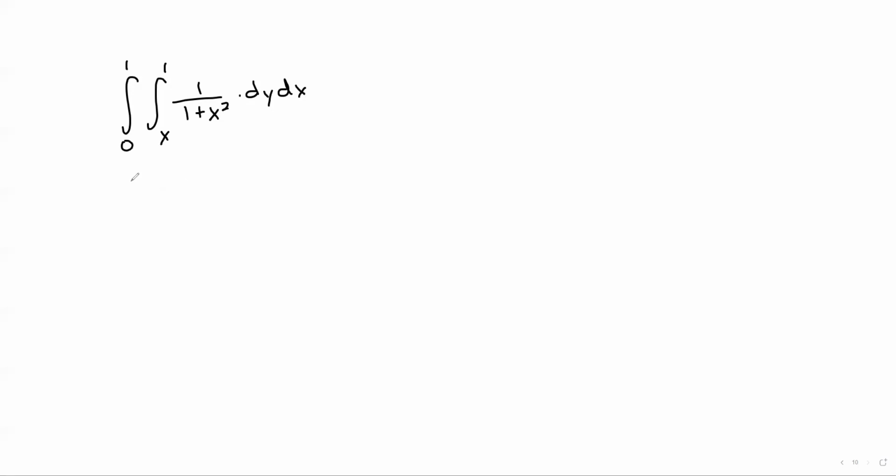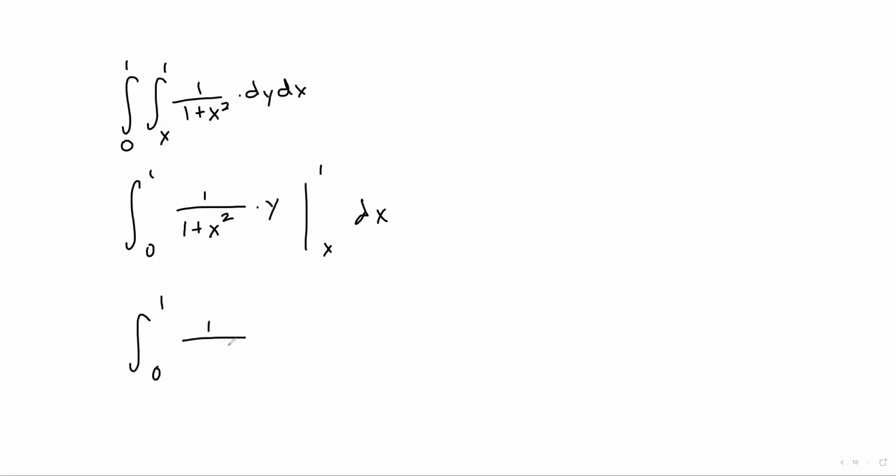And from there, it's just all plug and chug here, just old school differentiation. So the antiderivative of 1 over 1 plus x squared with respect to y is going to be 1 over 1 plus x squared times y, evaluated from y = x to 1, dx. And so we're going to have 0 to 1, plug in 1, you get 1 over 1 plus x squared, minus plug in x, you get x over 1 plus x squared. All of that dx.